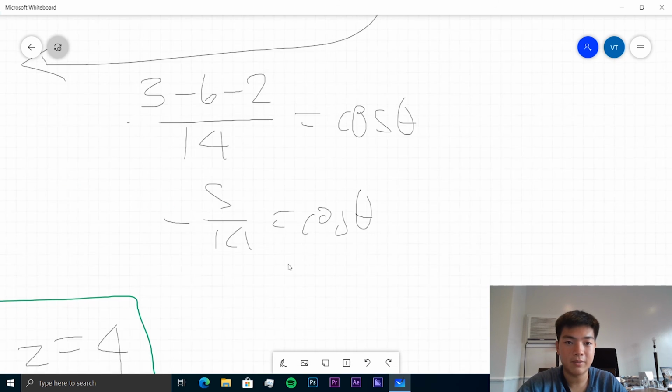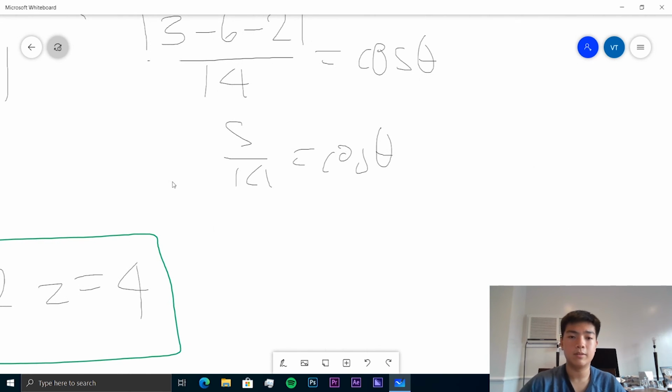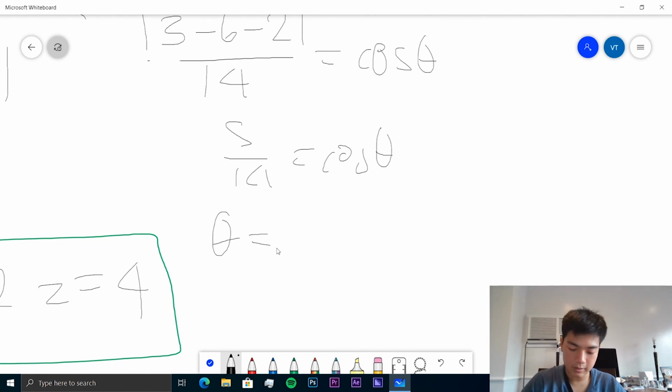Sorry, I forgot to get the absolute value. This should be the absolute value of the dot product. I forgot to cover that. So anyways, we always need to take the absolute value of this, since we always need to find the acute angle. So we actually get 5 over 14 is equal to cosine theta. So theta is equal to inverse cosine of 5 over 14, which is equal to 1.2.